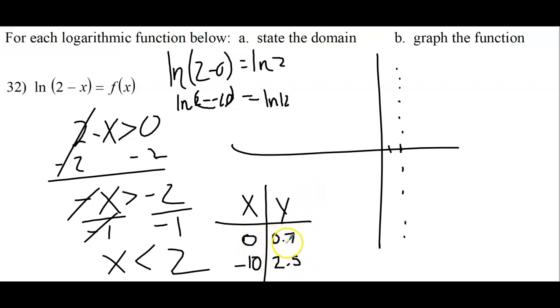So at 0, my y value is 0.7, and at negative 10, my y value is 2.5. So I need to go out to negative 10 on my x-axis. And my y-axis needs to go up to about 3. So let's go ahead and graph these. At 0, we're at 0.7, so I'd be like right about here. And then at negative 10, we're at 2.5, which is going to be like right about here. And from that, we can see the trend is looking something like that. And there's that logarithmic function.